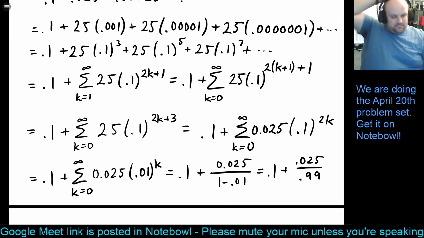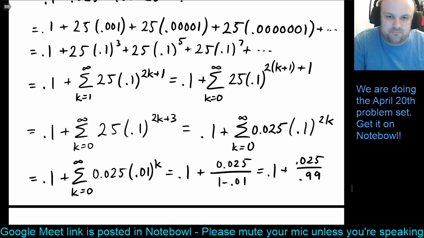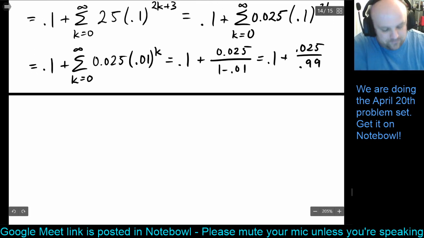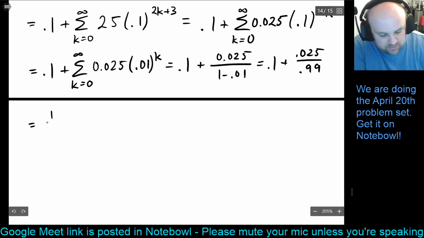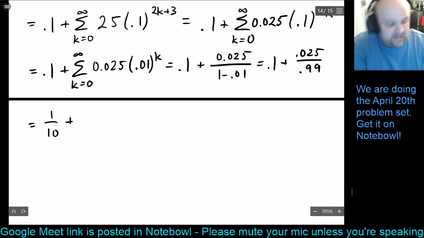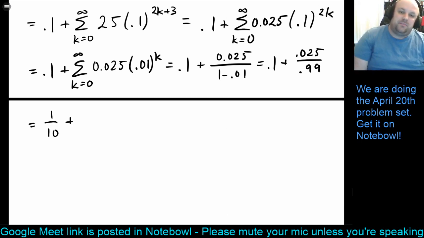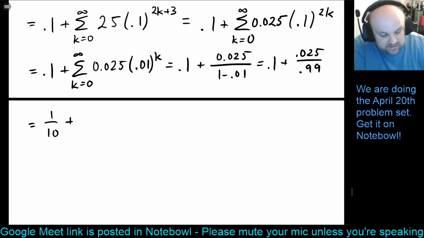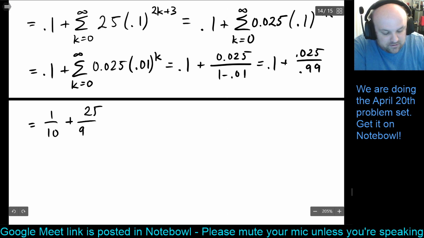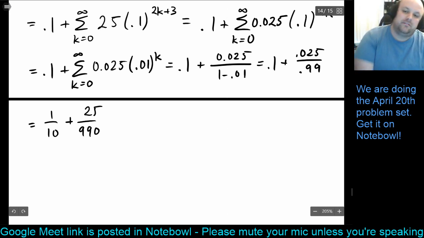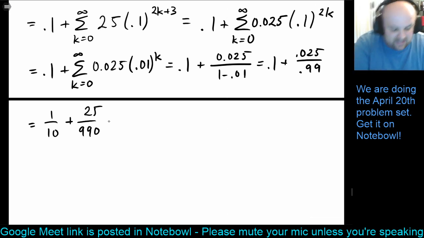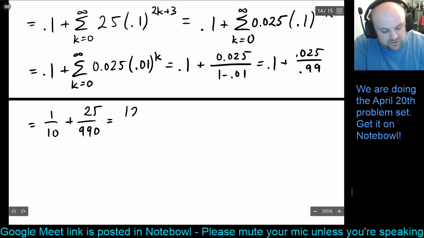Okay. And now it's just a matter of making everything a nice fraction. So 0.1 is 1 over 10. Here I need to multiply the top and the bottom by 1,000 to get rid of all the decimals. That's going to give me 25 over 990. And at the end of the day here, this is going to be 124 over 990.